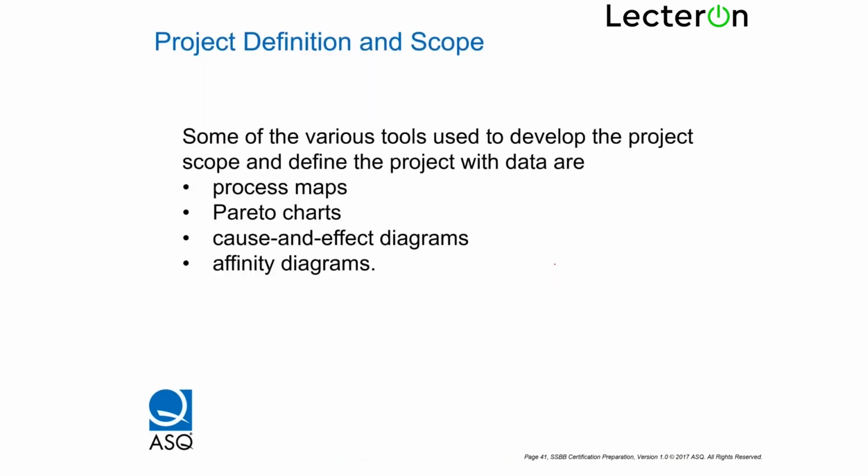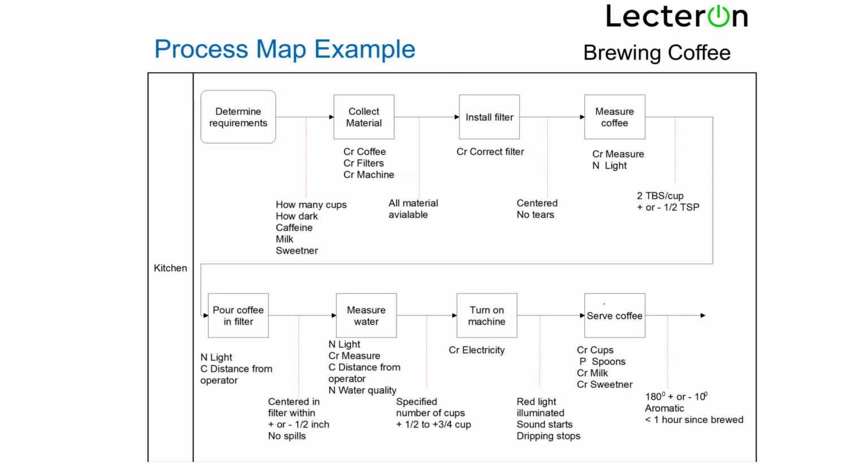Project definition and scope. Some of the various tools used to develop the project scope and define the project with data are process maps, Pareto charts, cause and effect diagrams, and affinity diagrams. So what you see here is a process map example of brewing coffee. Have a look at it, and if you have any questions, just ask me.